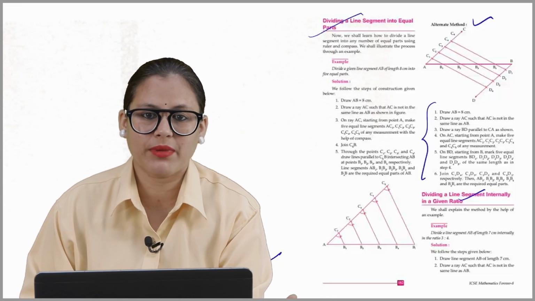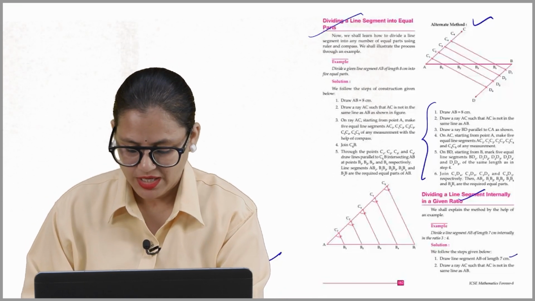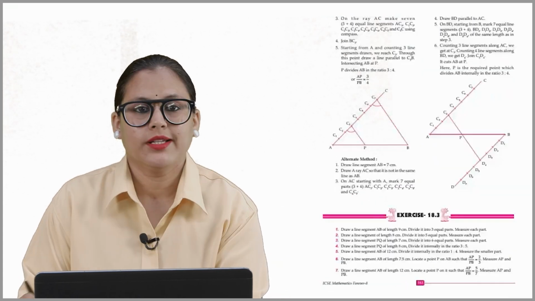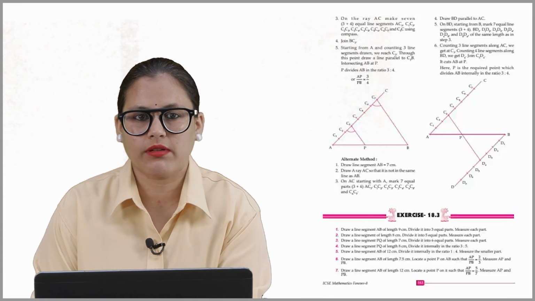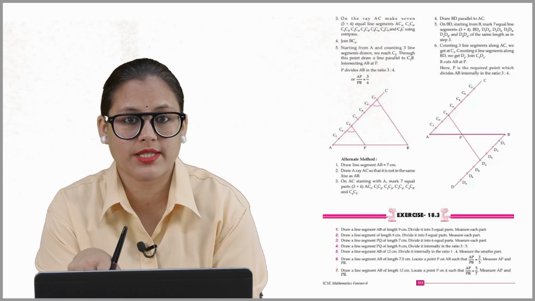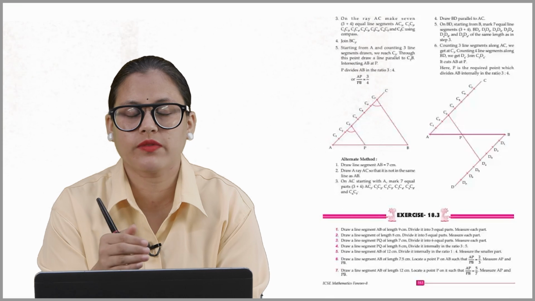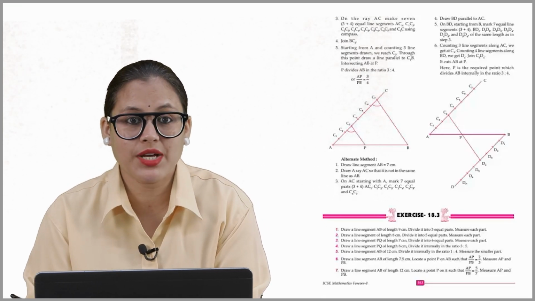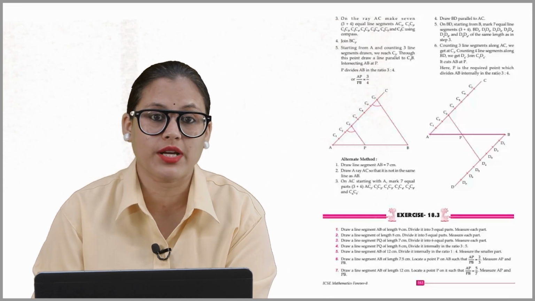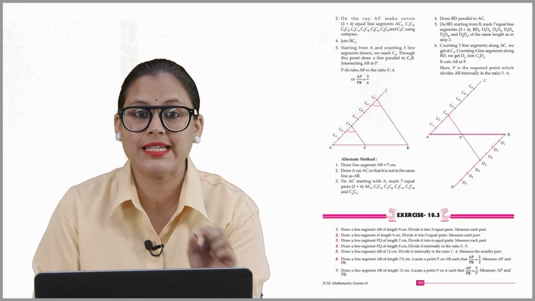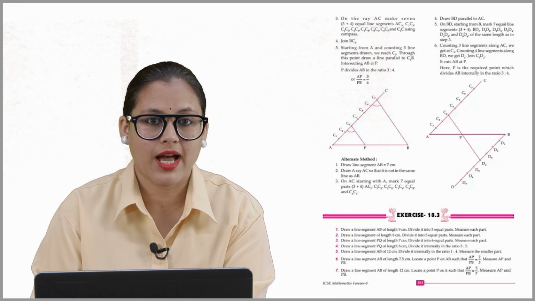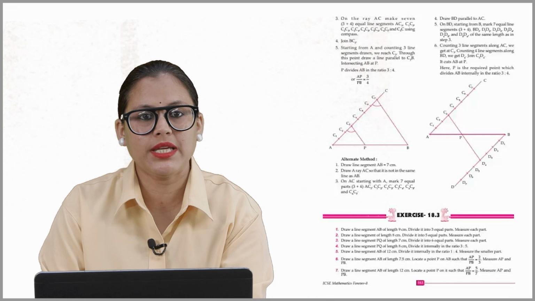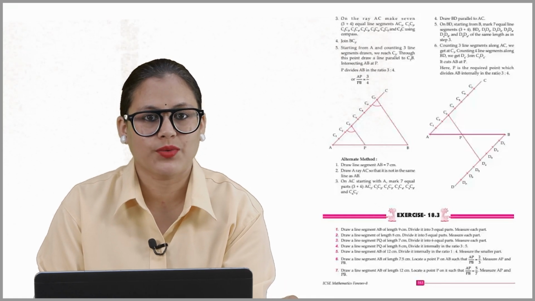Number 1, draw the line segment AB of length 7 cm. 2, draw a ray AC such that AC is not in the same line as AB. 3, on the ray AC make 7, that is 3 plus 4, equal line segments. Why 3 plus 4? Because we have to divide in the ratio 3:4. So AC1, C1C2, C2C3, C3C4, C4C5, C5C6 and C6C7 using compass. Now join BC7.